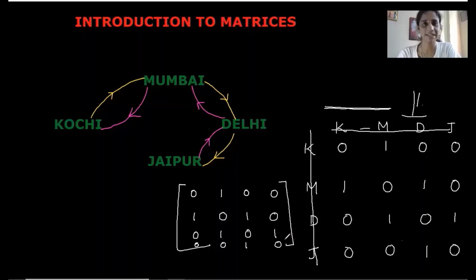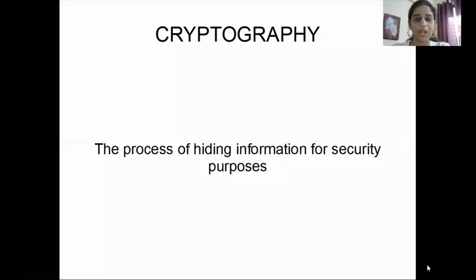So a matrix is the conversion of data into a tabular form like this, and the data will be enclosed within closed braces. Now you might be thinking, what is the need of converting this information into a tabular form, right?